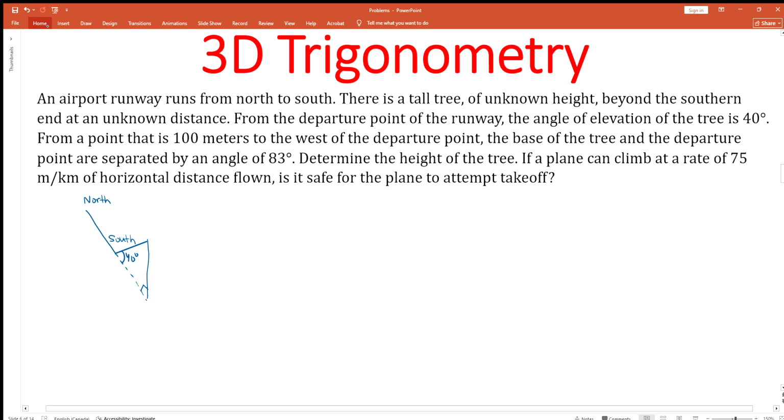We are also given that from a point that is 100 meters to the west of the departure point, so this is 100 meters, and this angle is 90 degrees because the north-south direction is perpendicular to the west direction. As per the problem, from this point, the base of the tree and the departure point are separated by an angle of 83 degrees. So this angle here is equal to 83 degrees. We have to find the height of the tree. We can label the corners of this diagram.